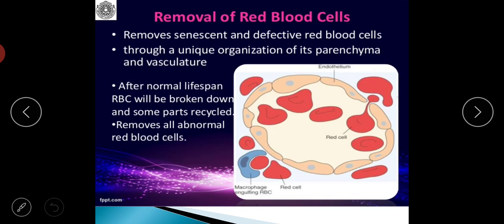It is also responsible for the removal of red blood cells. It removes senescent and defective red blood cells, senescent meaning aged, through a unique organization of its parenchyma and vasculature. After the normal lifespan of RBCs, that is about 120 days, they will be broken down and some parts are recycled, and it removes all abnormal red blood cells also. So this destruction of old and abnormal RBCs is one of the major functions of this spleen.